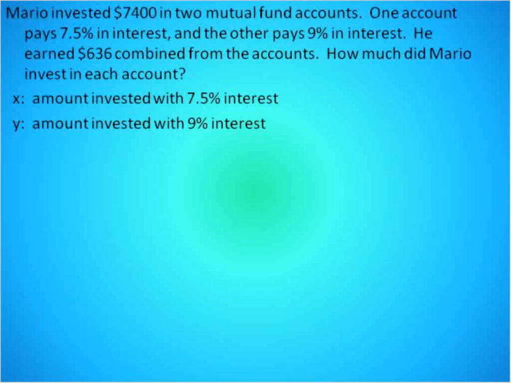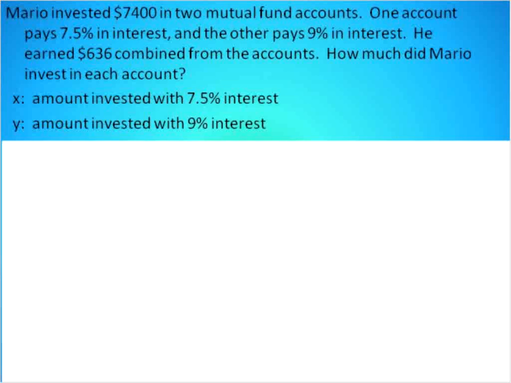So x would be the amount invested with the 7.5% interest, and y would be the amount invested with the 9% interest. Now the first sentence actually gives us our first equation. Whatever amounts he invested in each one, the two added together have to be 7,400. So we know that x plus y has to equal 7,400.